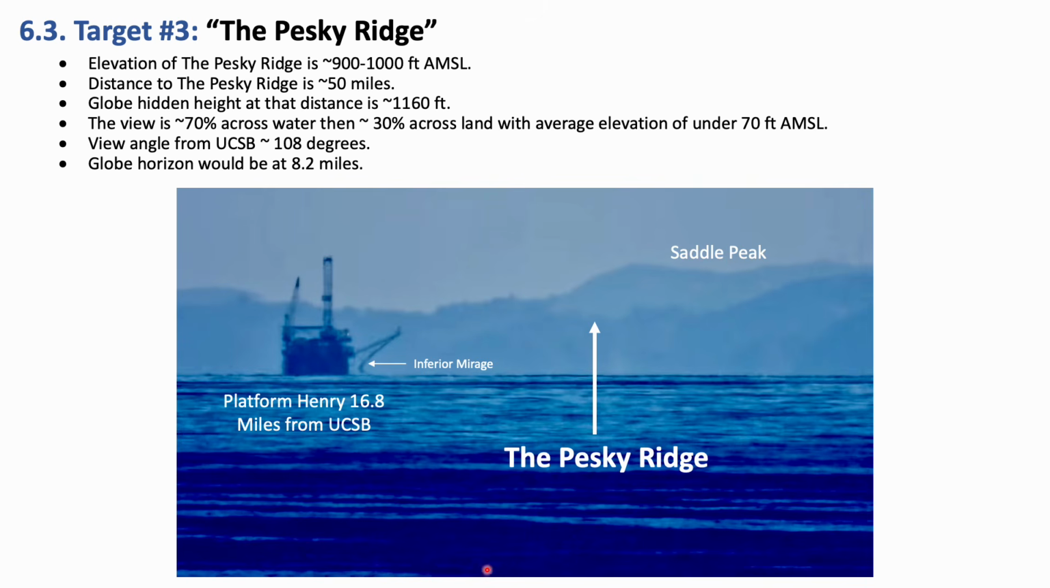The view is 70% across water, and then the last 30% is across the low-lying land of Ventura, Oxnard, and Camarillo, generally under 70 feet above mean sea level until it hits the elevations in the background. The view angle is 108 degrees, and again, the globe horizon would be at 8.2 miles.